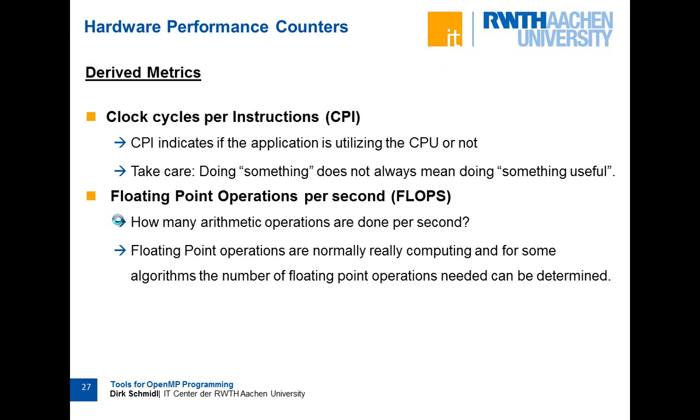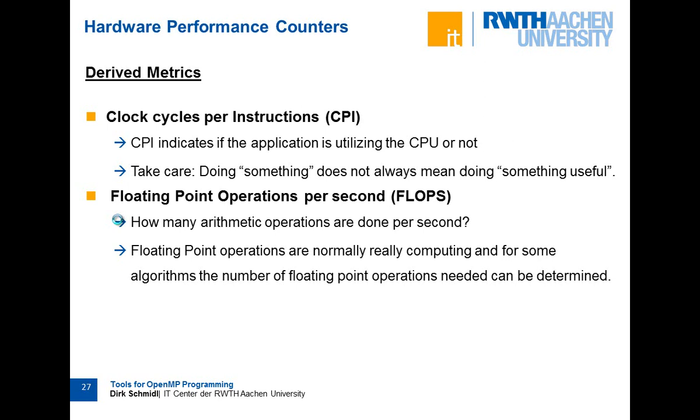For example, if you look at clock cycles per instruction, you can, of course, measure the clock cycles, which, if you don't clock your CPU up and down, is basically the time your application took. And you can count the number of instructions you've executed with a hardware counter. Then you can just calculate how many instructions you did per clock cycle.